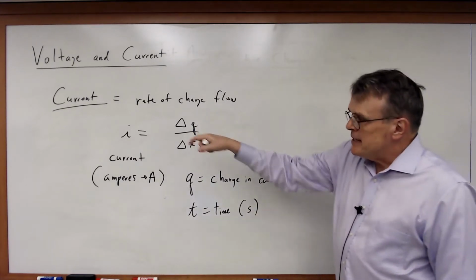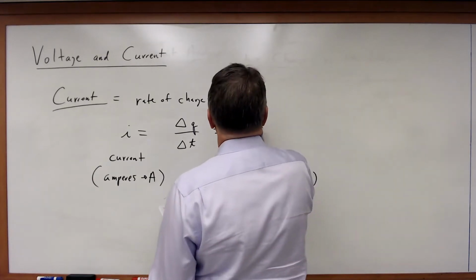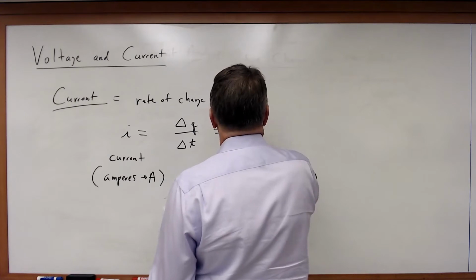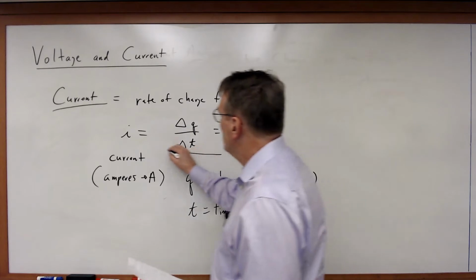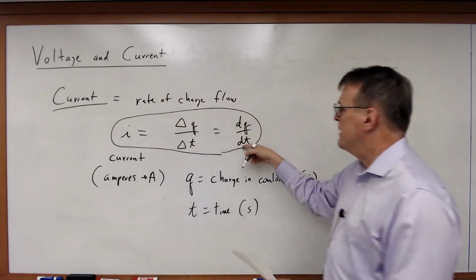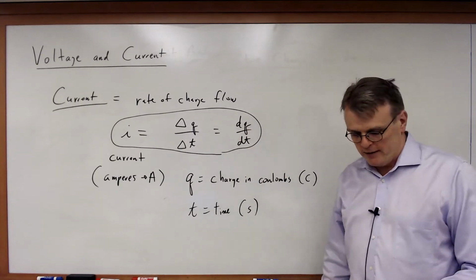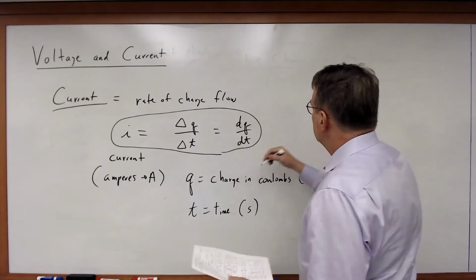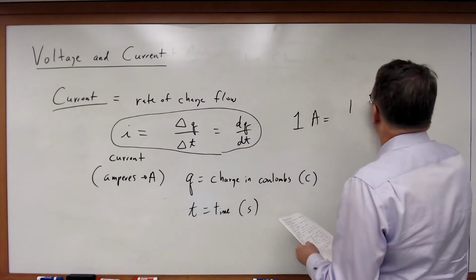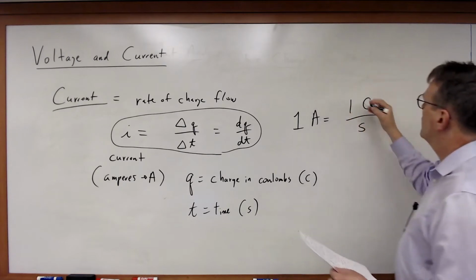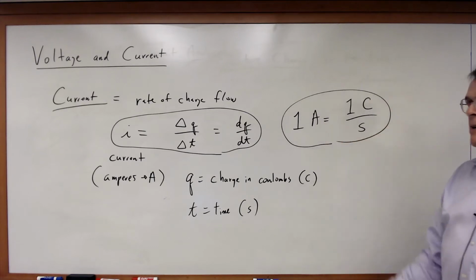Now we can do this as delta quantities, or of course we can write this as a derivative, dq dt. And so therefore I is equal to dq dt, the change in charge with respect to the change in time. That's the definition of current. So using this equation, 1 amp must be equal to 1 coulomb per second, by definition.